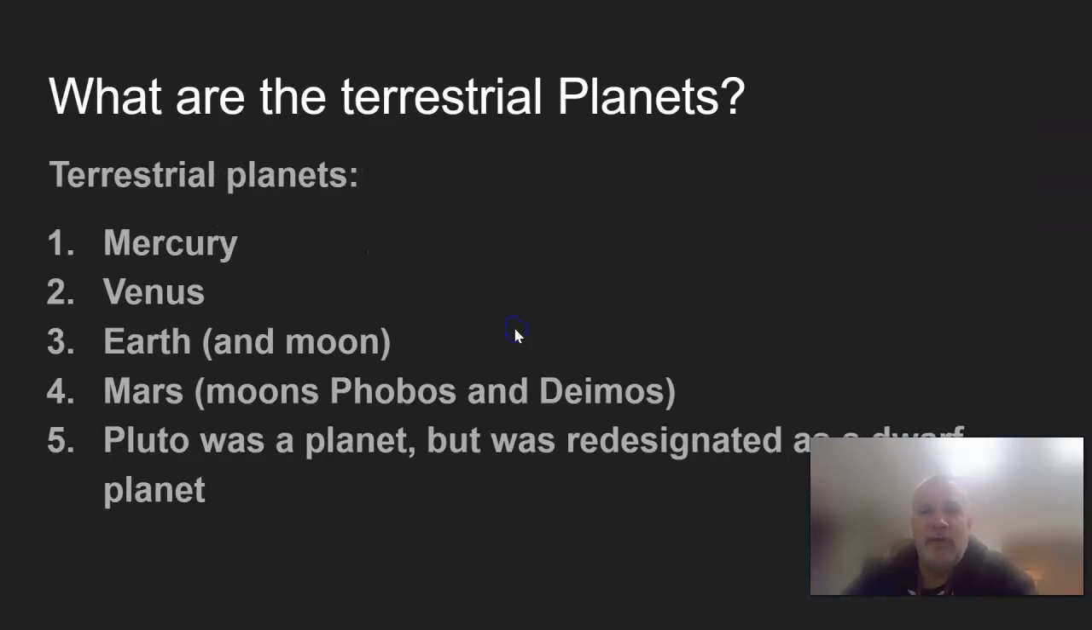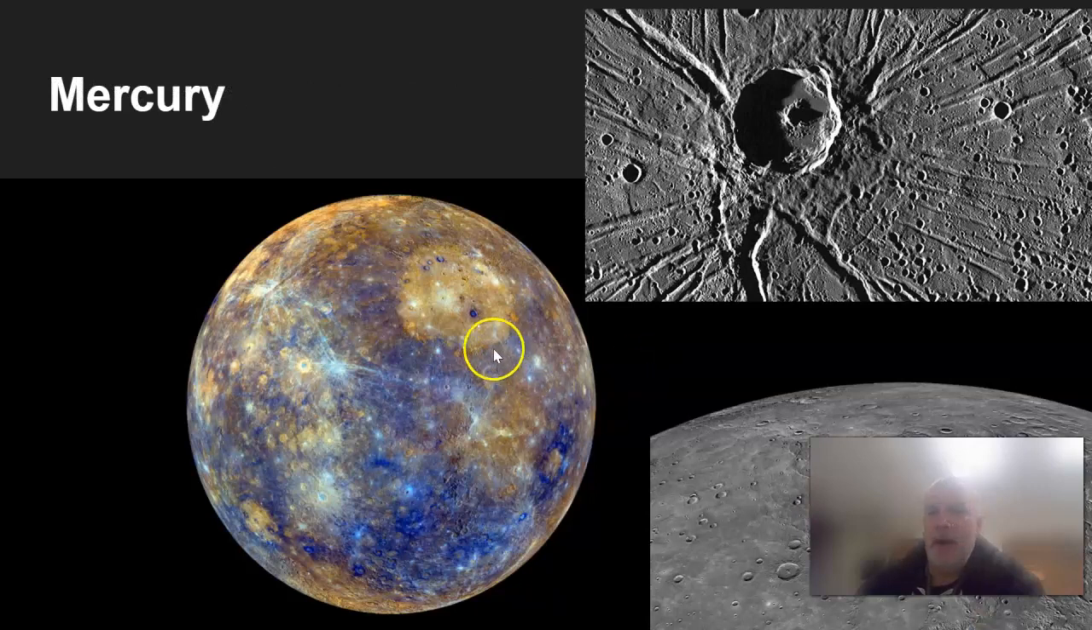Okay, so what are the terrestrial planets? The four that we're going to talk about are Mercury, Venus, Earth, and Mars. Pluto used to be considered a planet, but was redesignated as a dwarf planet because it hasn't cleared out its orbit of debris.